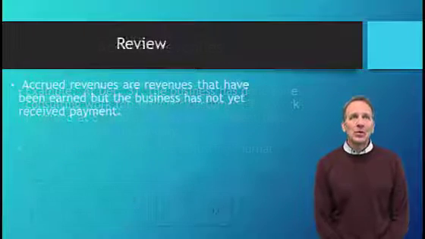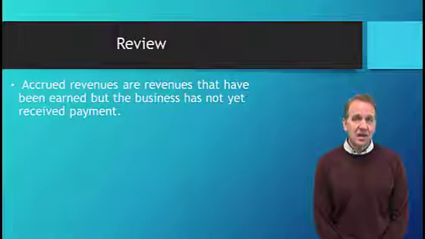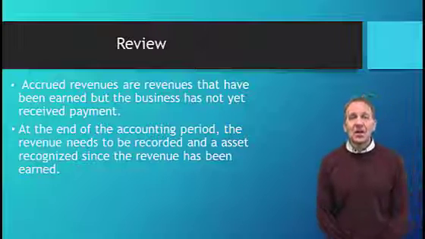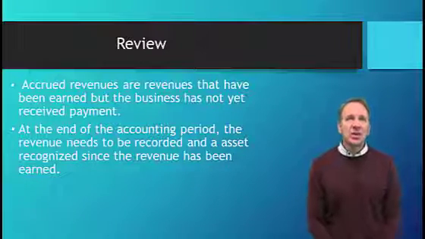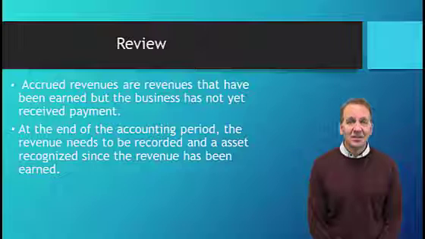So once again, accrued revenues are revenues that have been earned by the business, but we have not been paid. So we're going to debit the asset, credit the revenue. At the end of the accounting period, the revenue needs to be recorded and an asset recognized since the revenue has been earned. So now we've gone over all 4 adjustments.